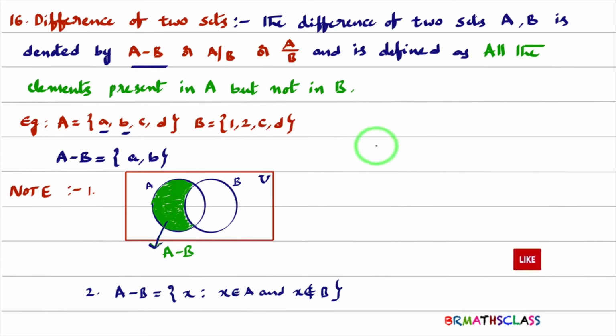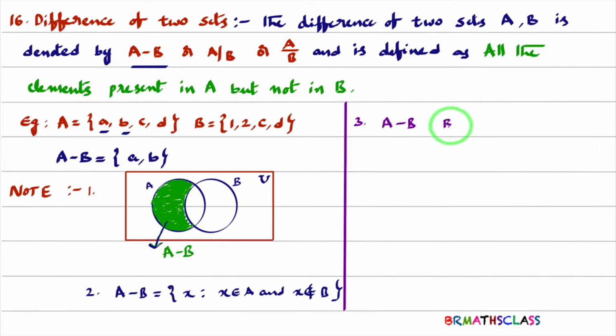Now third point in this difference of two sets, A minus B and B minus A. What will you say about these two sets? Is A minus B the same as B minus A? A minus B means elements present in A but not in B. B minus A means elements present in B but not in A. You observe this shaded part is A minus B. Similarly, please observe here this part. This part is B minus A. Are these two equal? No, they are different. A minus B is not equal to B minus A.